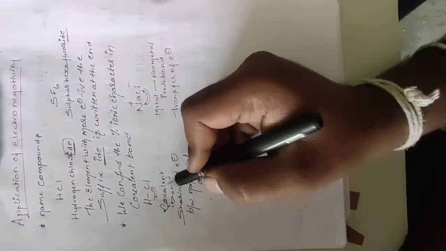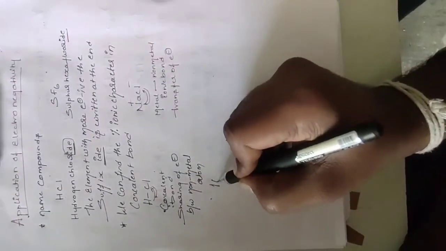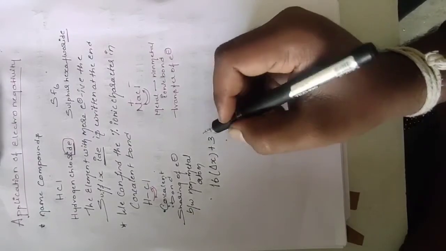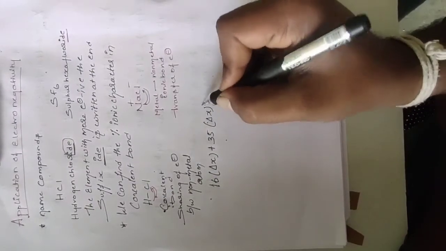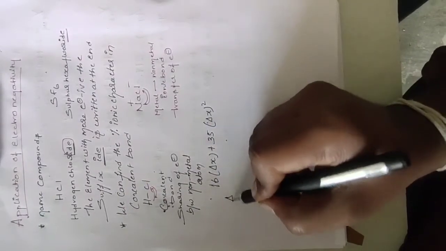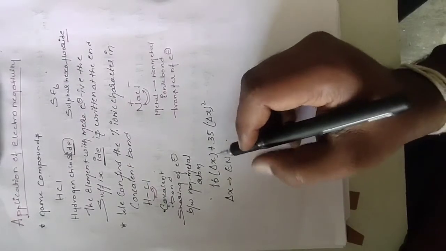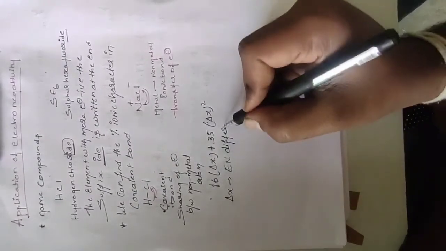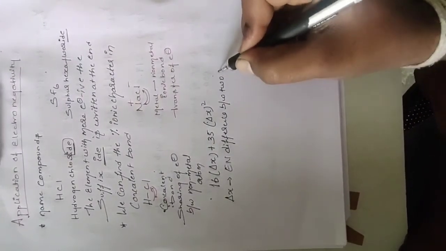They have given the formula to find the ionic character in a covalent bond, that is 16 delta X plus 3.5 delta X whole square. What is delta X? It is nothing but electronegativity difference, the difference between two elements.